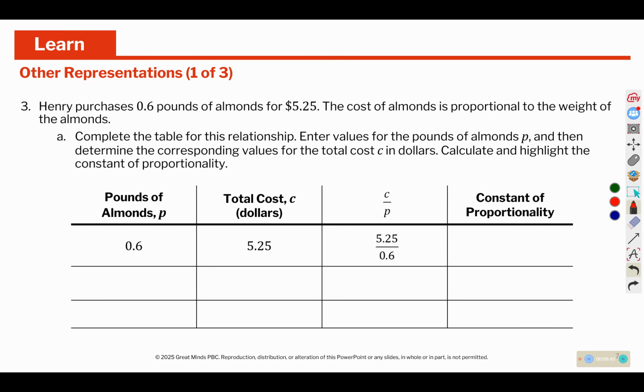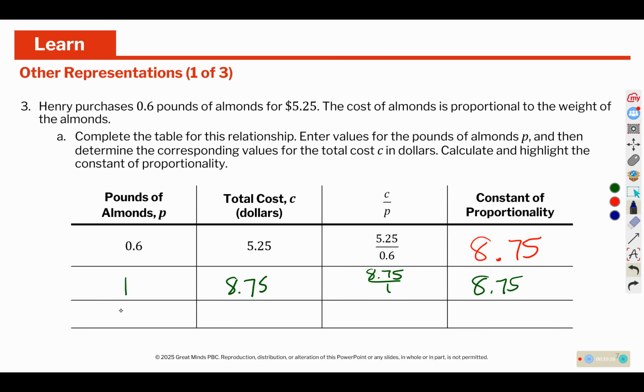And that's going to tell us the constant of proportionality, which is 8.75. Now that we know the constant of proportionality is 8.75, that means that 1 pound should be $8.75. Then we can check. If I do 8.75 divided by 1, does it keep the same constant? Yes. Anything divided by 1 remains the same.